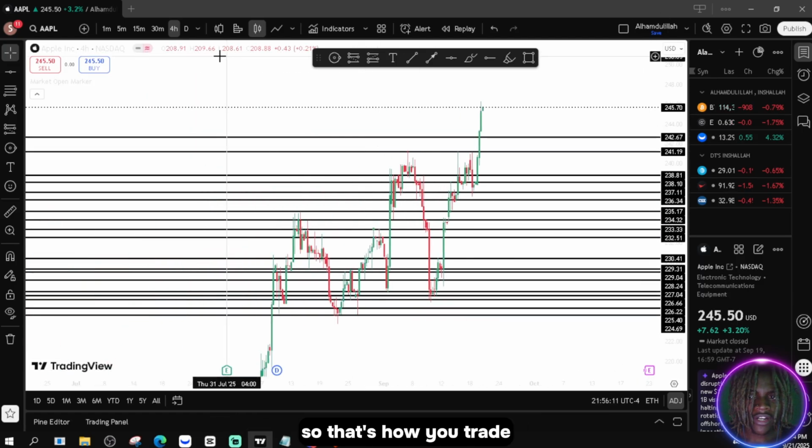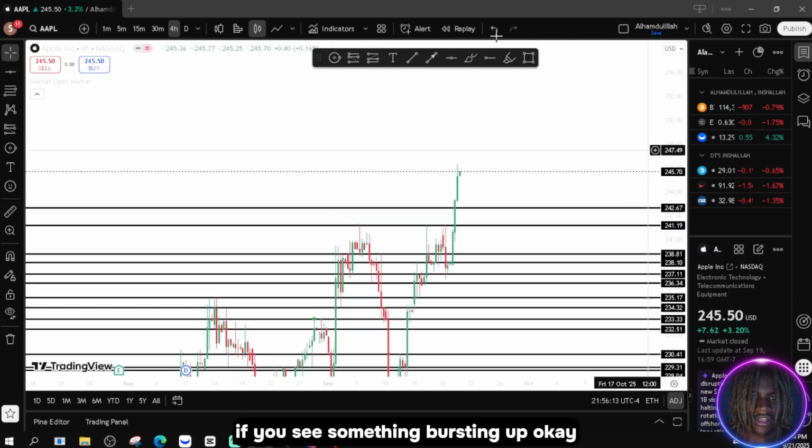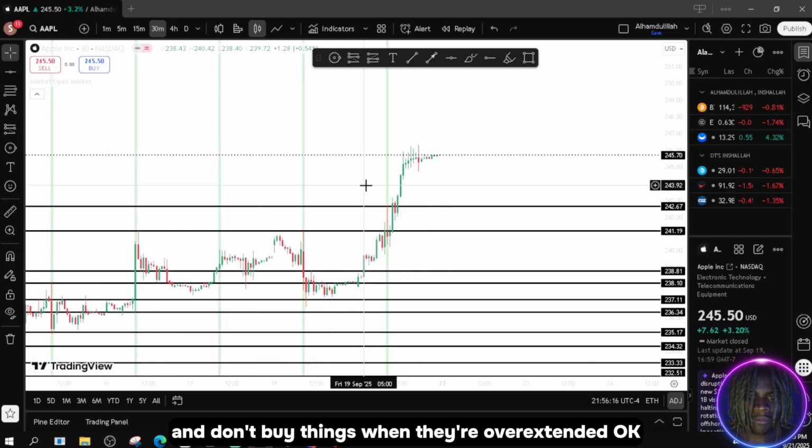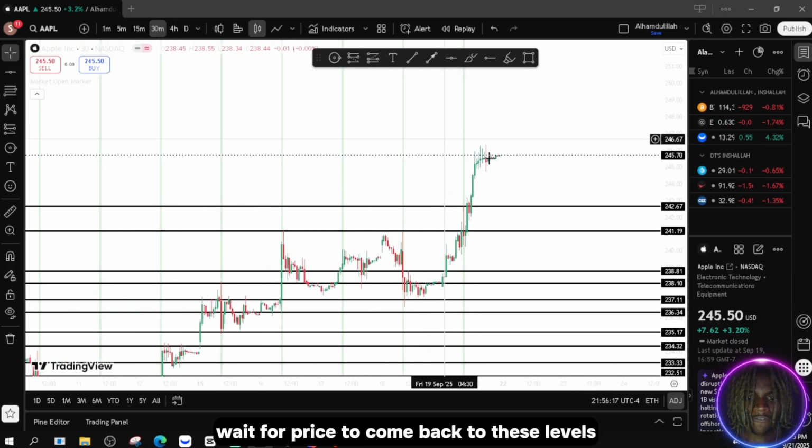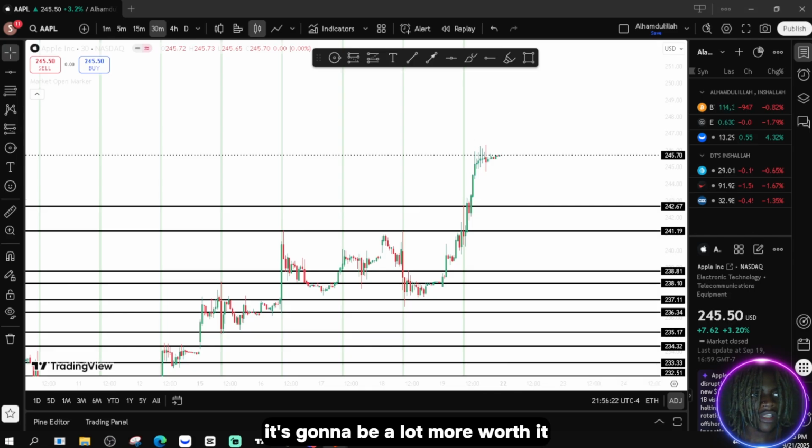Okay, so that's how you trade if you see something bursting up. Okay, and don't buy things when they're overextended. Okay, wait for price to come back to these levels and catch it back up. Promise you it's going to be a lot more worth it on your risk to reward and on your P&L.